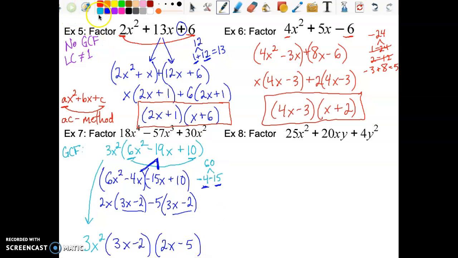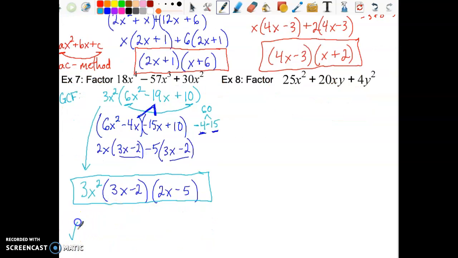And again, if you were to FOIL this out, you'll just get back to the original problem. So you could check by FOILing. You can check by FOILing or distributing. Whatever phrase you prefer. All right, so again, the next one, I'm not trying to confuse you at all. There's no greatest common factor, I don't think.